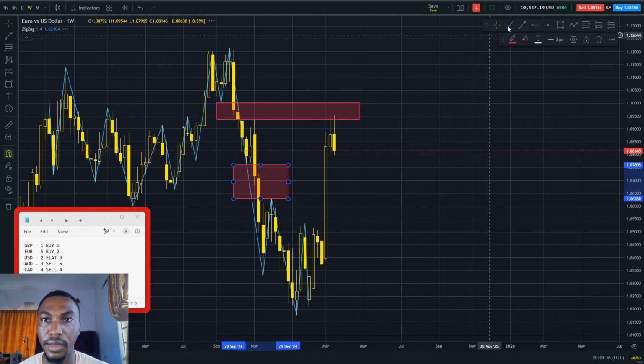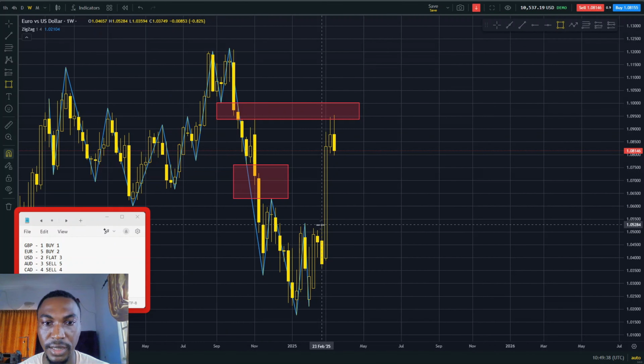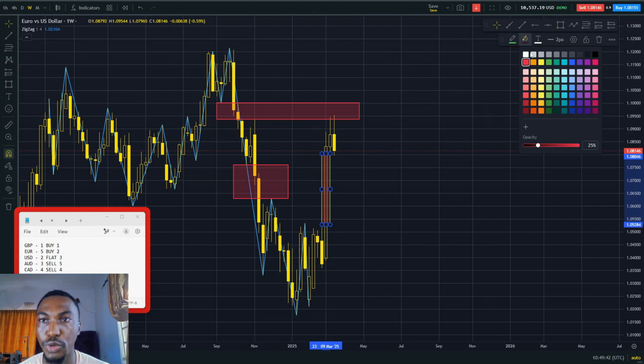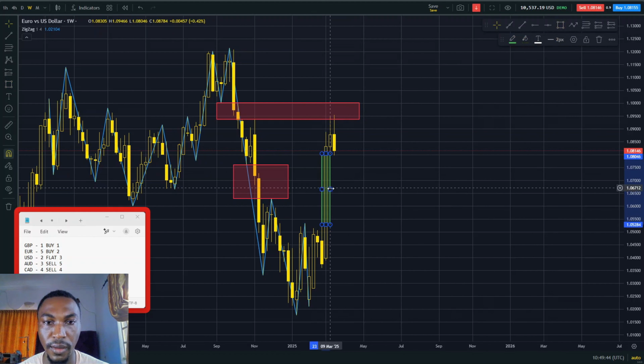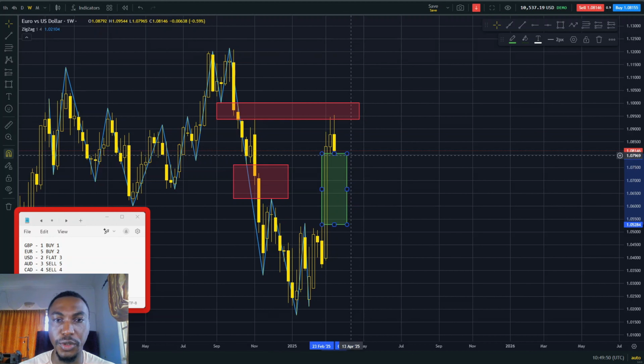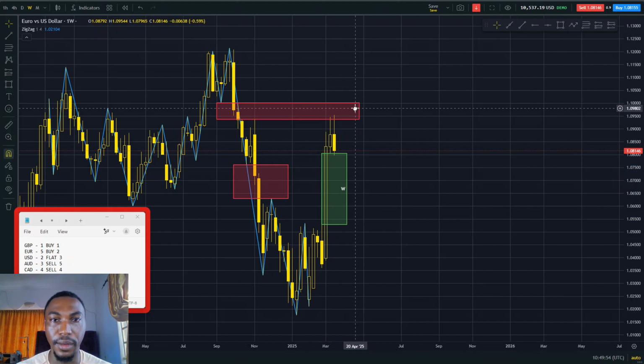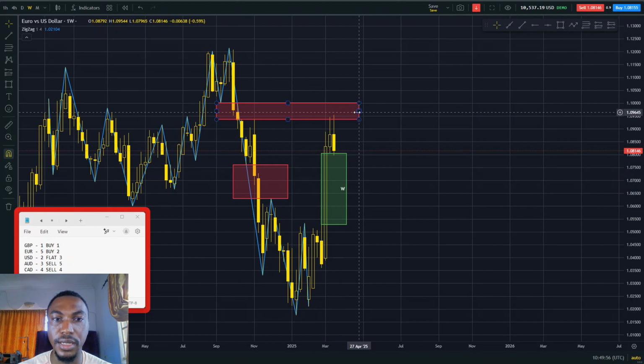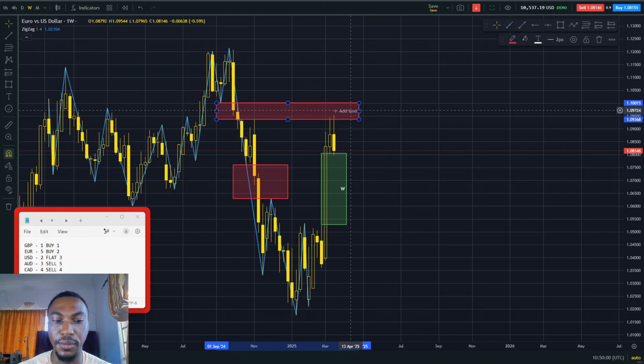But on the weekly, what do I have? I have this very evident opportunity. In fact, it is too huge to miss. So I have a weekly fair value gap. And these are monthly fair value gaps, right? These are monthly fair value gaps.